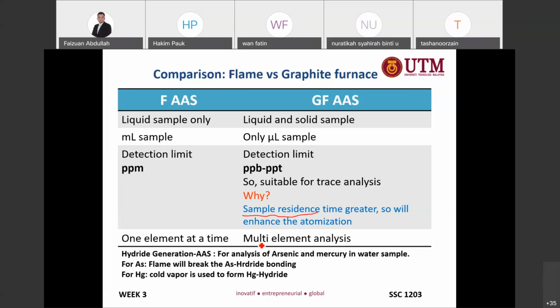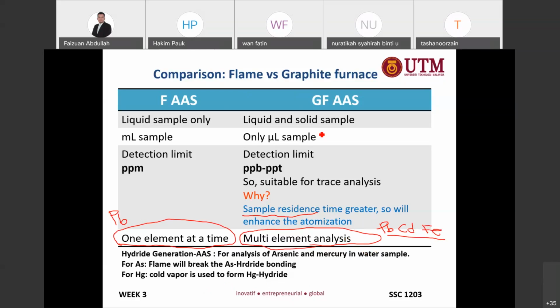With AAS we can also do multi-element analysis. For flame, we can only detect one element at one time. For example, if we detect lead, we can only detect lead at one time. But for graphite furnace, we can also do multi-element analysis. We can analyze several analytes at one time. For example, lead, cadmium, iron. So we can detect all three elements at one time.